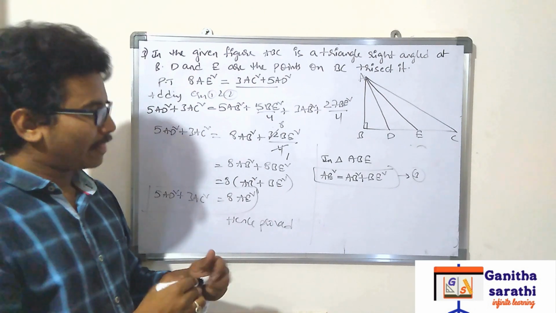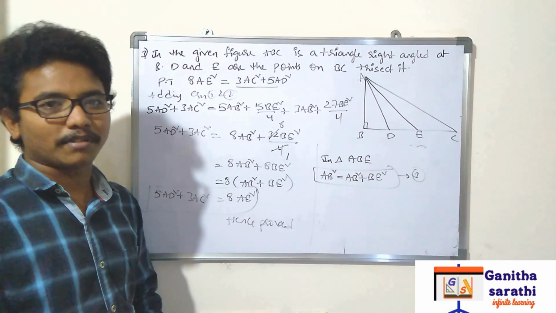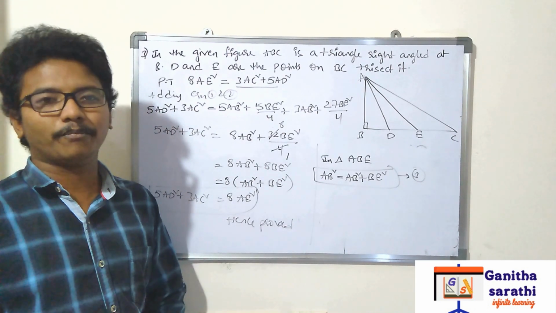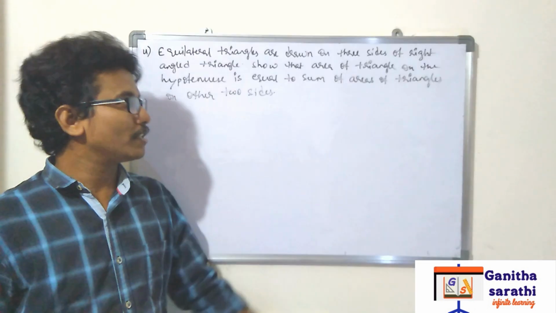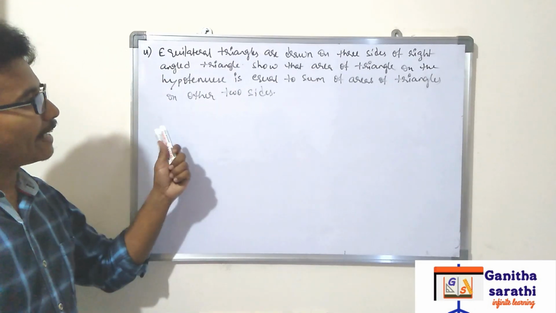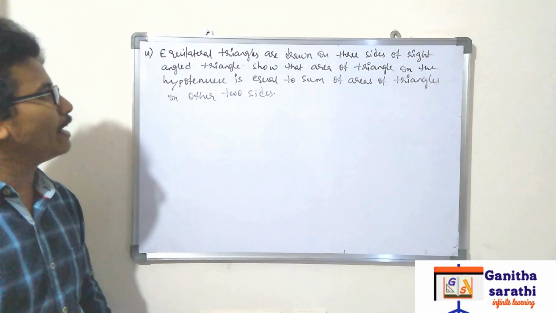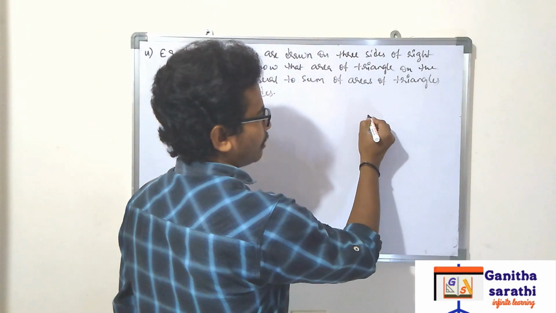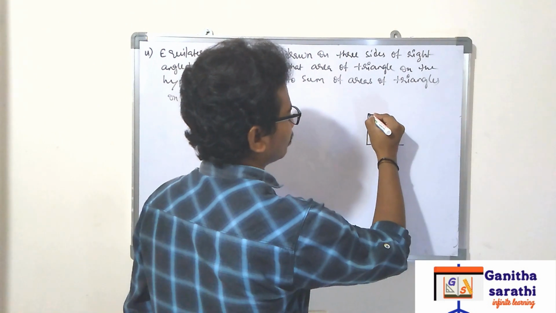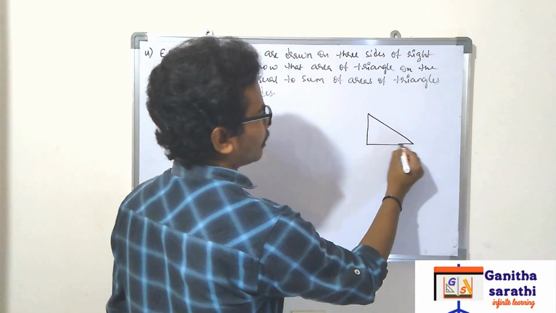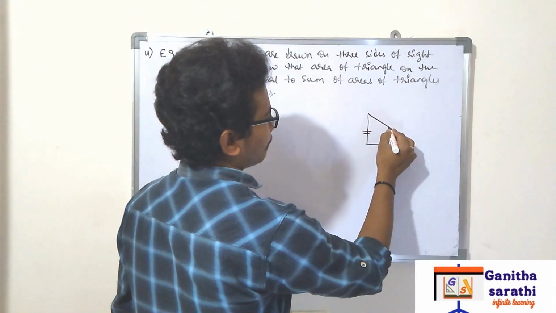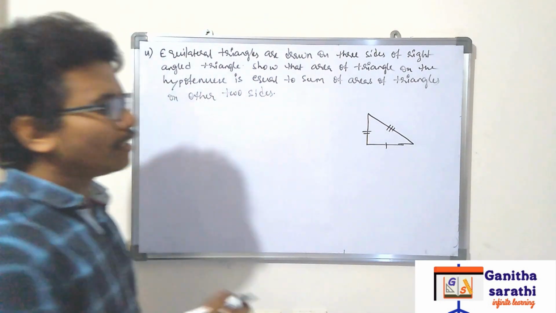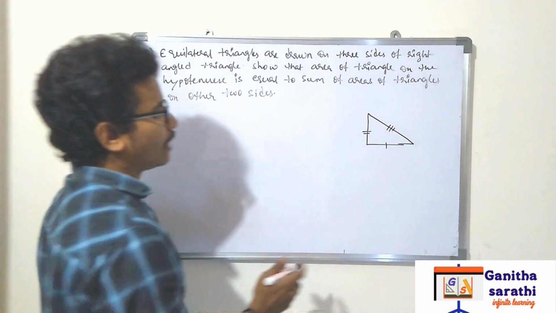Understood all of you? So likewise we have to find the problems. Now let us move on to the next problem. See the problem which is on the board. Equilateral triangles are drawn on 3 sides of a right angle triangle. First draw the figure. If this is a right angle triangle.